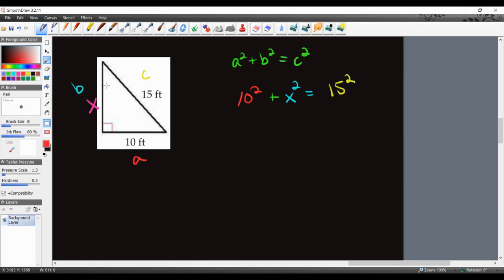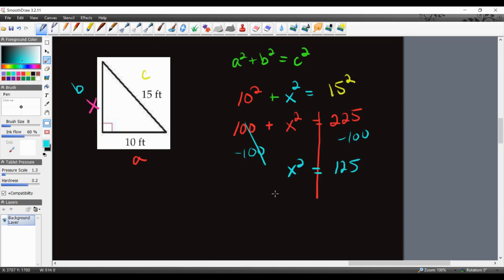Okay, then just work it out. So 10 squared is 100 plus x squared, which we don't know. That's what we're looking for. 15 squared is 225. Okay, solve. So we would subtract 100 from both sides. So x squared is equal to 225 minus 100, which is 125.